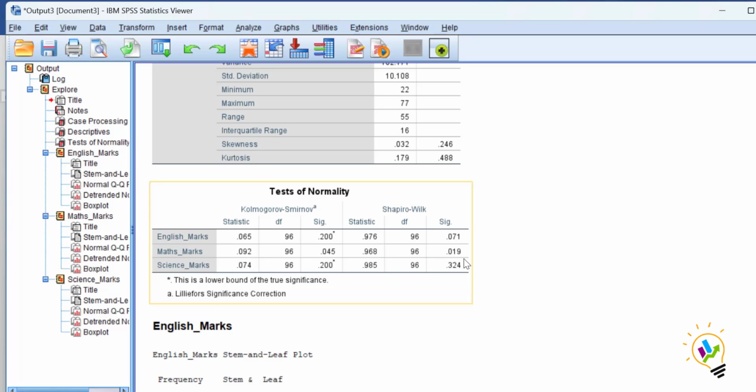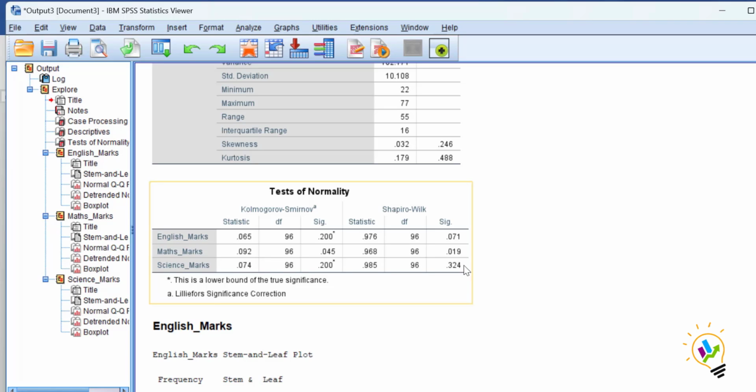For science marks, the value is 0.0324. It is also normally distributed. So the first assumption says that data must be normally distributed. English marks and science marks are normally distributed, but for mathematics marks the data is not normally distributed. So what will we do? We will exclude mathematics marks from the analysis and look at English marks and science marks only.